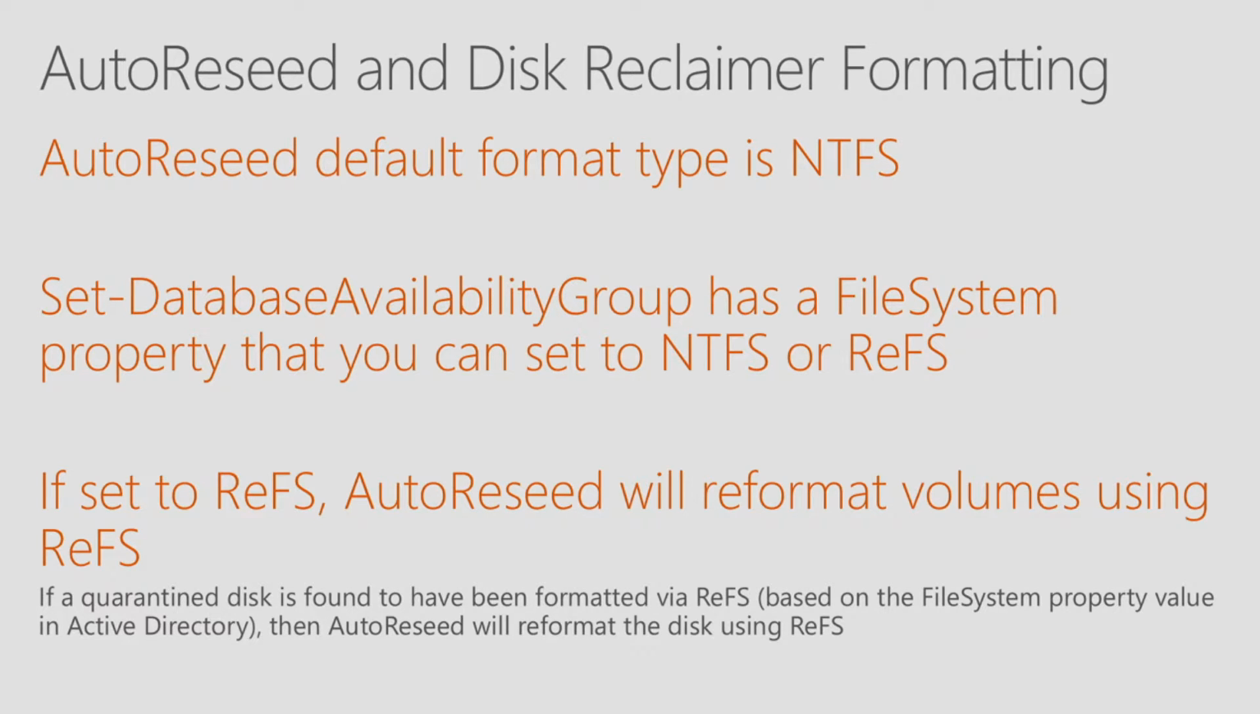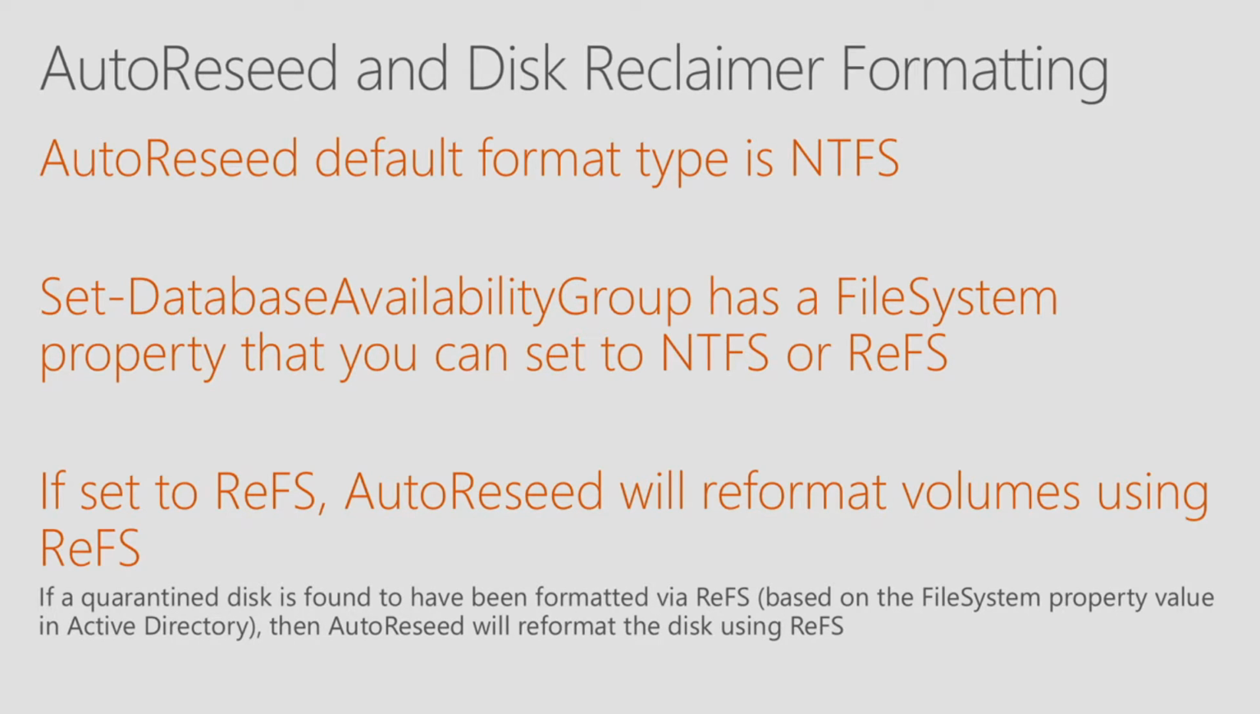Now, Set-DatabaseAvailabilityGroup has a file system property that I mentioned. If you set it to ReFS, then auto reseed will automatically format drives as ReFS. If you don't, then one of two things will happen. It will either use the default, meaning NTFS, or it will look at the file system property of the drive stored in AD. So when auto reseed comes to the drive it needs to replace, if it looks up in AD and sees that the prior drive, which is now quarantined, was ReFS, then the drive will automatically be formatted as ReFS. But if you want a DAG-wide default, just set it at the DAG level, and then it will format it that way.